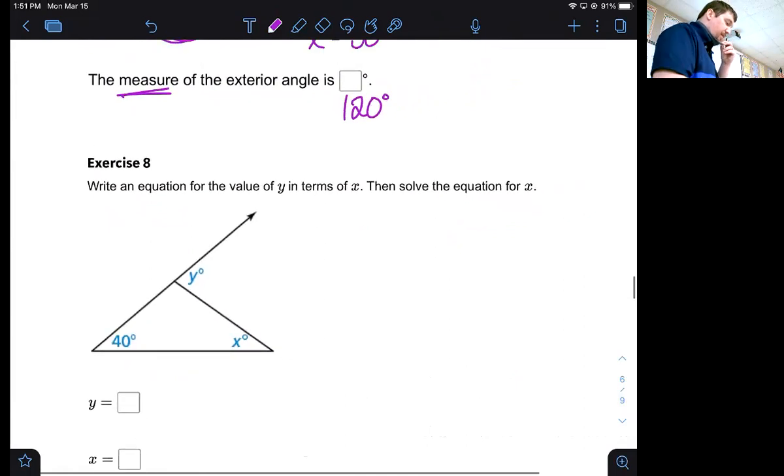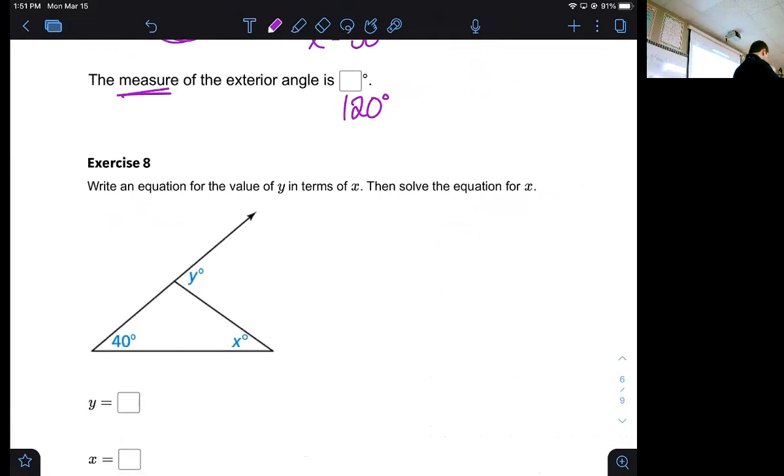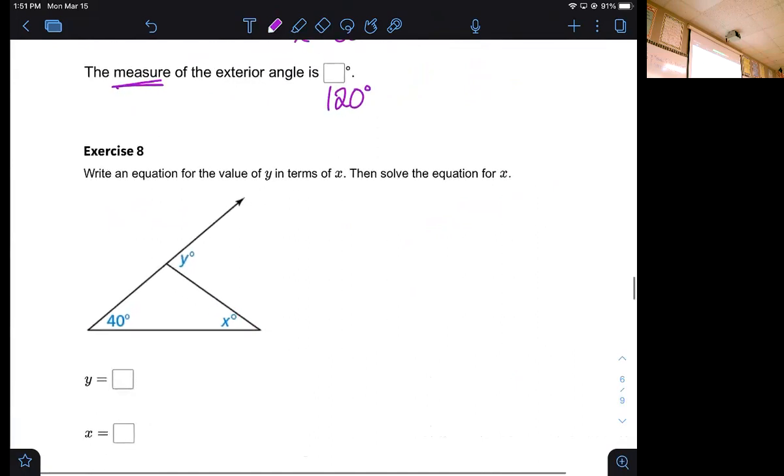Number 8 is the same thing, but number 8 uses 2 different variables. We have to solve for x and y. It says write an equation for the value of y in terms of x, and then solve the equation for x. So what is y equal to? Someone other than AJ or Muche or Ashton or Caleb or Dylan. Is y an interior or exterior angle? Claire? Exterior. Okay, so the exterior angle is equal to what?